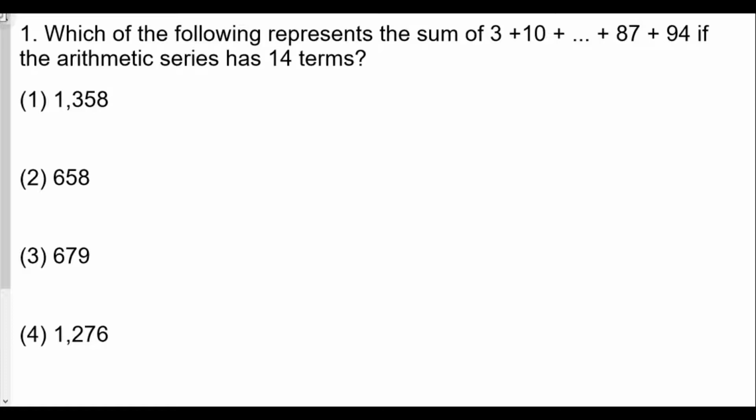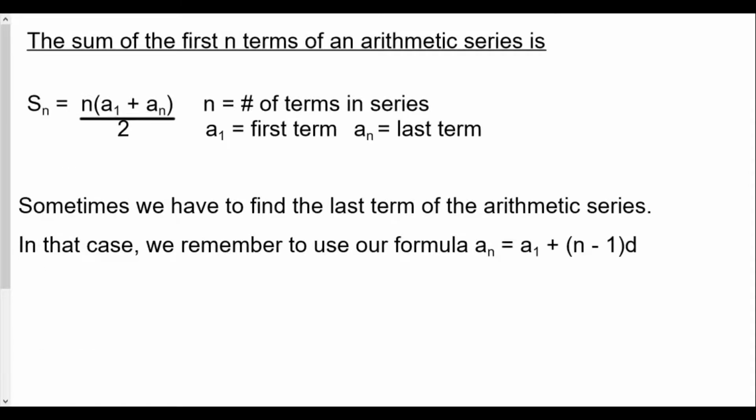Okay, well, one of the things to take a look at is the formula we have for arithmetic series. The sum of the first n terms of an arithmetic series is S sub n equals n times a1 plus a sub n, so the first term plus a sub n, the last term, over 2. So we're going to take the sum of the first term and last term, add them together, multiply by the number of terms, and divide by 2. Sometimes to find the last term of the arithmetic series, we remember to use our formula a sub n equals a1 plus n minus 1 times d.